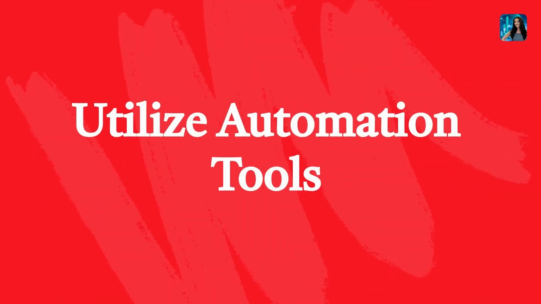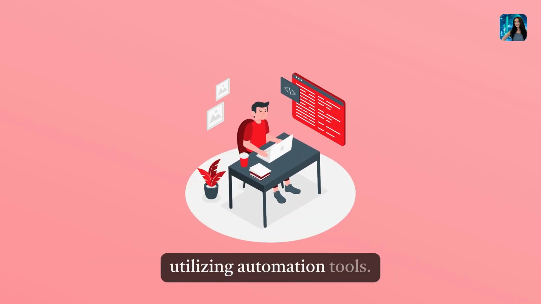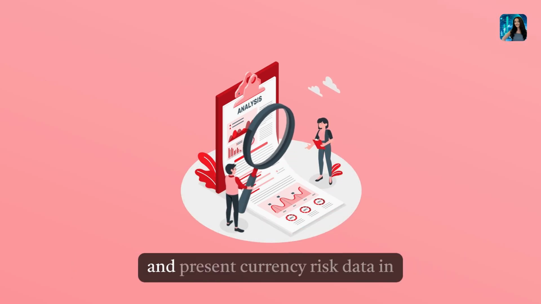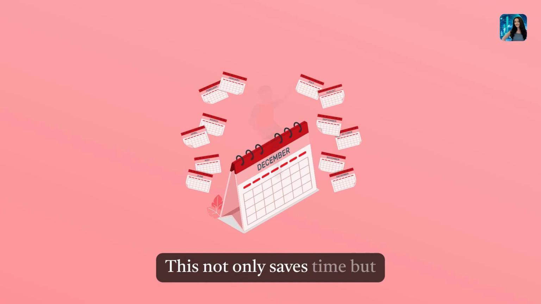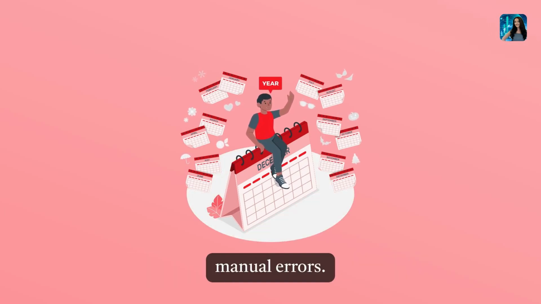Utilize automation tools. To streamline the reporting process, consider utilizing automation tools. Automated reporting systems can collect, analyze, and present currency risk data in a timely and accurate manner. This not only saves time but also ensures data integrity and reduces manual errors.